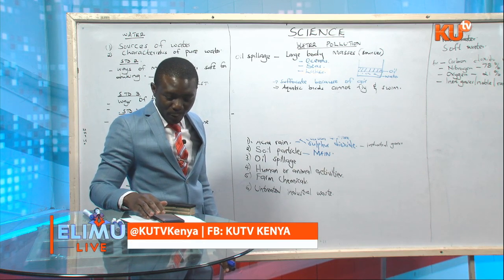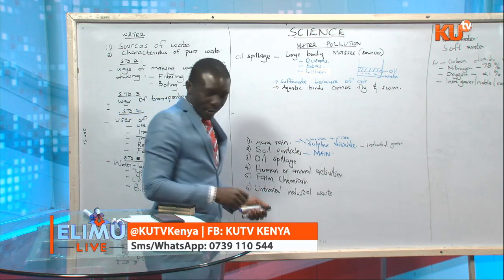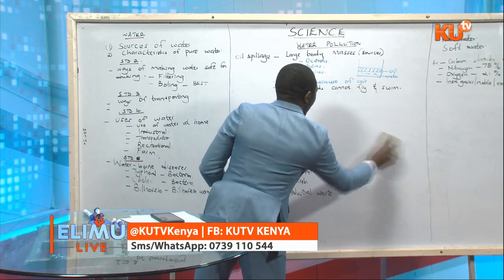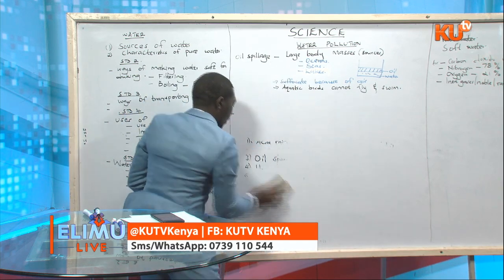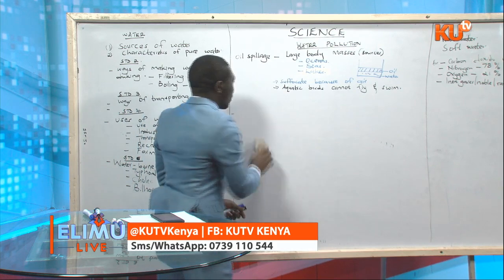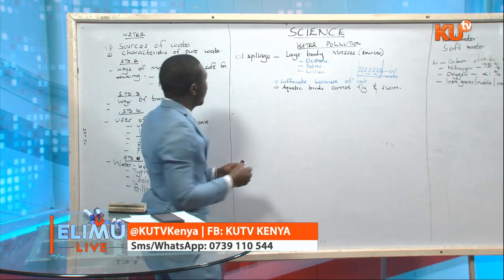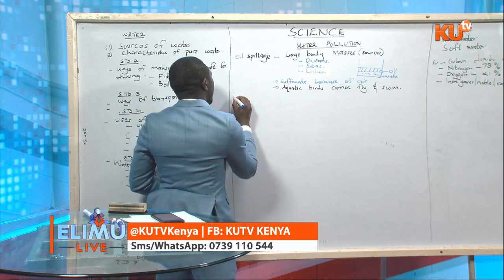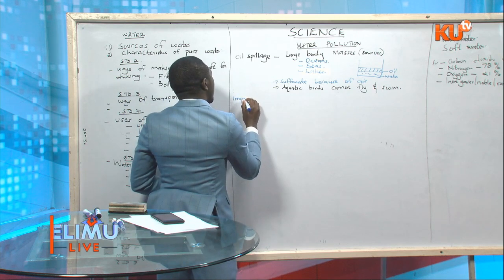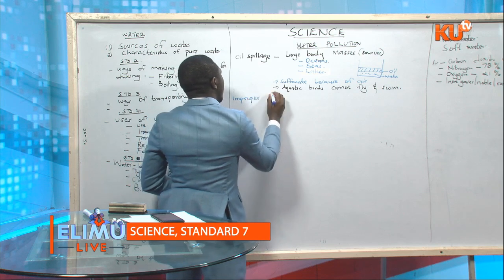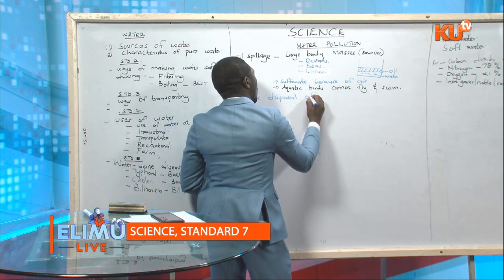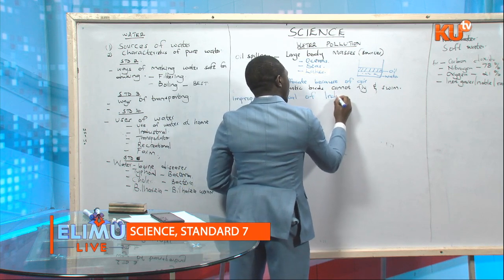Another water pollutant we are supposed to learn today is improper disposal of industrial waste. Improper disposal of industrial waste. We have another water pollutant there, and I'm talking about improper disposal of industrial waste.